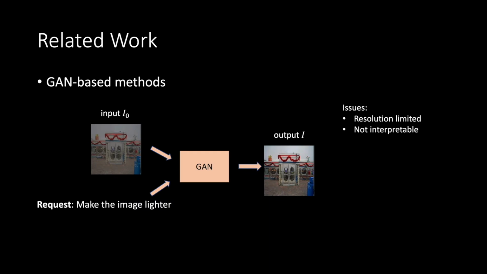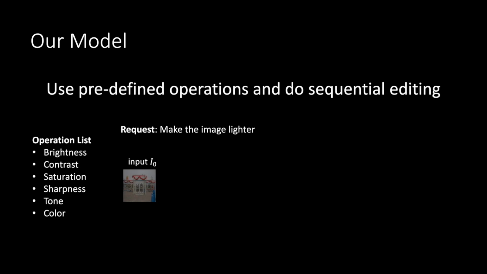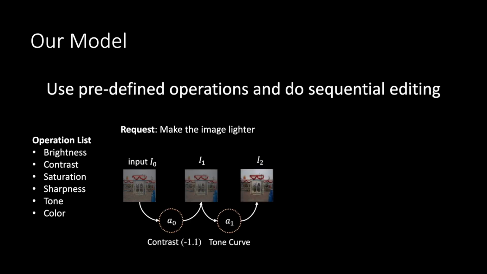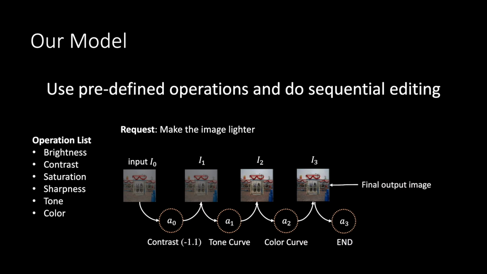GAN-based methods can tackle this task. However, the GAN has resolution limitation, and it is a black box model which is not interpretable. On the contrary, our model uses predefined operations and does sequential editing. We first create an operation list and then apply these operations step by step until the end action. Then we output the final image. In this case, we can preserve the resolution because the operations are resolution independent, and also make the editing interpretable.